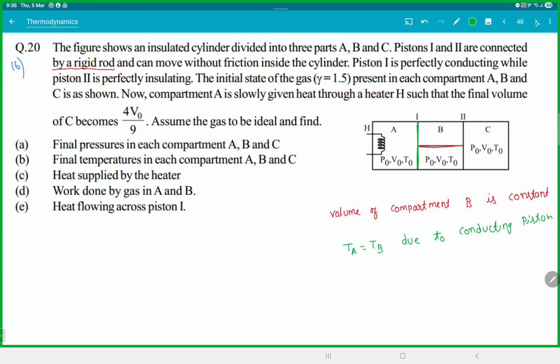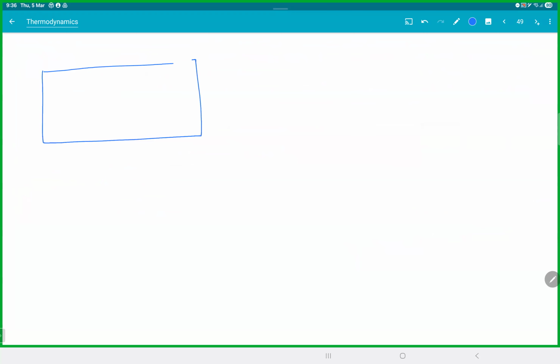So let me just draw the final picture. The final picture should look something of this sort. This thing must have moved here. B's volume will not change. This is the rod.